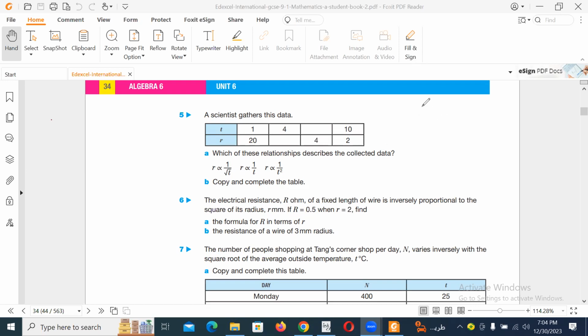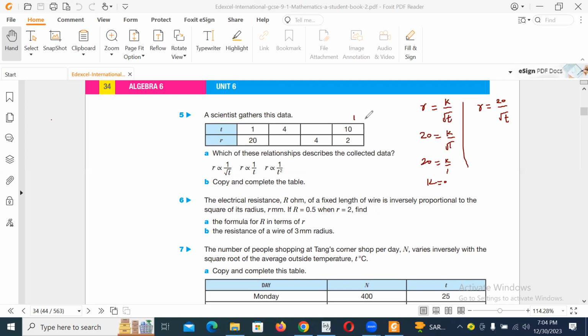Remember that the first statement, inversely proportional, means R equals K over the square root of T. If the first value represents T, which is 1, and R is 20, then of course K is 20, since the square root of 1 is 1. If I replace the value of K back, R equals 20 over the square root of T. For the first column it makes sense: if you replace T with 1, you will get 20.